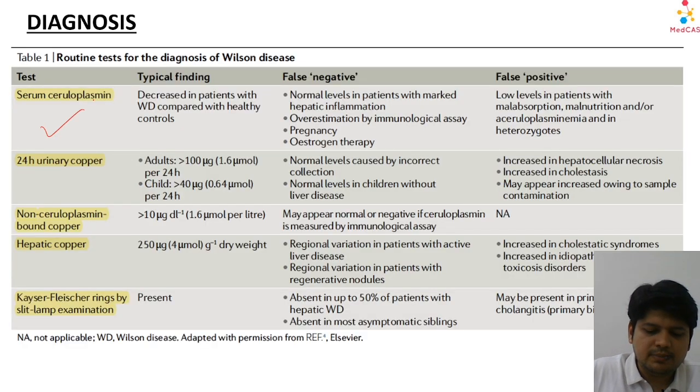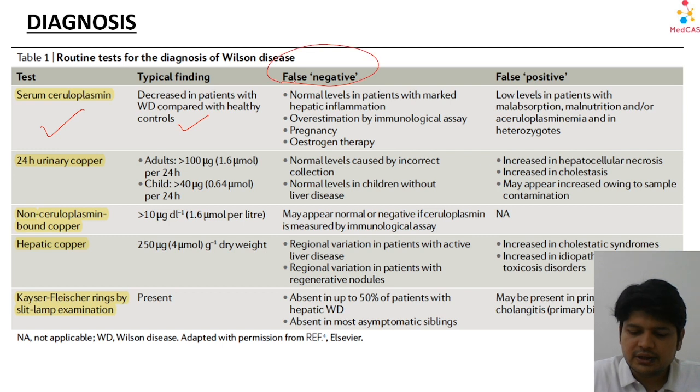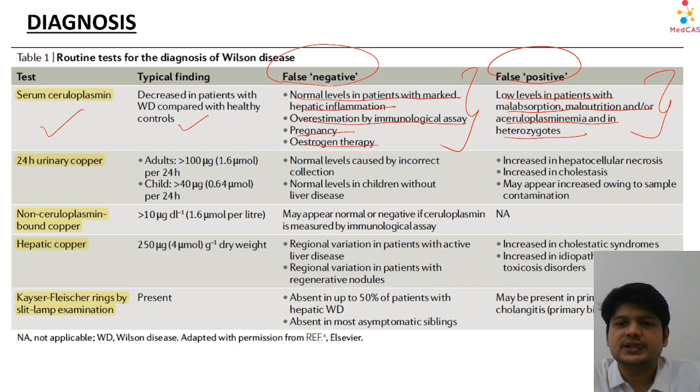Serum ceruloplasmin, typical finding is it is decreased in a patient with Wilson's disease compared with the healthy control. We know that. So what is a false negative here? Normal levels in patient with marked hepatic inflammation can be there. Overestimation by immunological assay can happen in pregnancy and on estrogen therapy. It can come false negative. It can be false positive where there is a low level in patient with malabsorption, malnutrition and aceruloplasminemia and in heterozygous individual. That's why serum ceruloplasmin is not truly what you are expecting it to be.